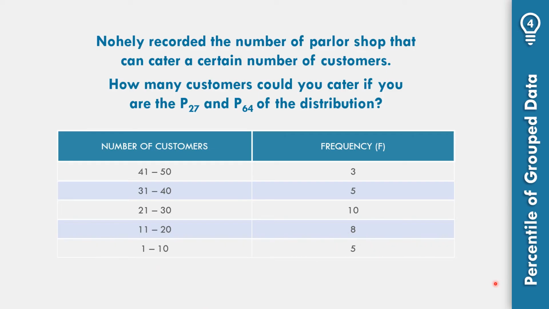So let us see the interval. The interval is equal to 10. So 10 minus 1 is 9 plus 1, the answer is equal to 10. Or if you count, 11, 12, 13, 14, 15, 16, 17, 18, 19, 20, also, the interval is equal to 10. How about the frequency? So let us add all. 3 plus 5 plus 10 plus 8 plus 5, the answer is equal to 31. So n is equal to 31.